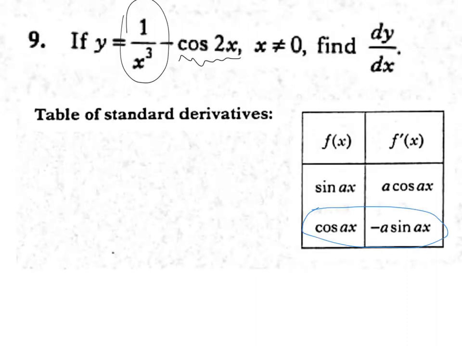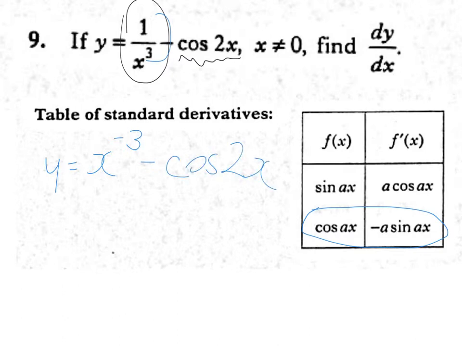Now here is the appropriate part of the formula sheet, which tells me to differentiate cos 2x to get minus 2 sin 2x, so that's fairly straightforward. I'm going to first of all prepare to differentiate, so bring the x cubed up, and that will be x to the minus 3 minus cos 2x, and I'm just going to differentiate each element, so x to the minus 3 becomes minus 3x to the minus 4.